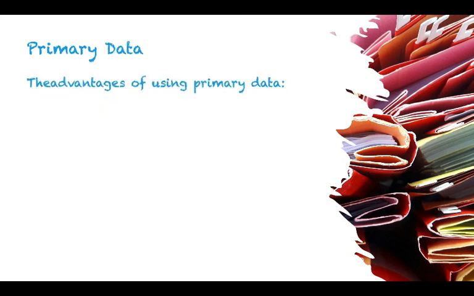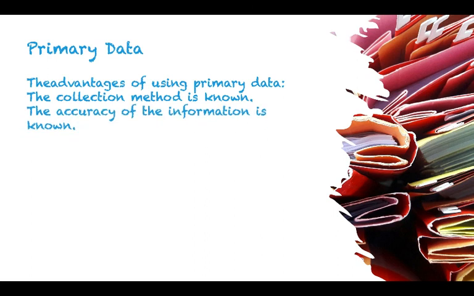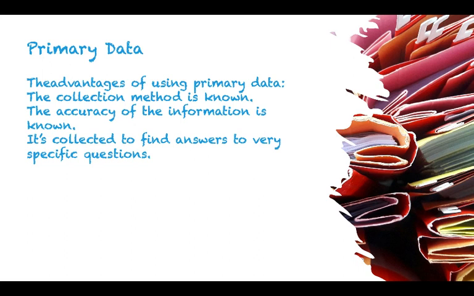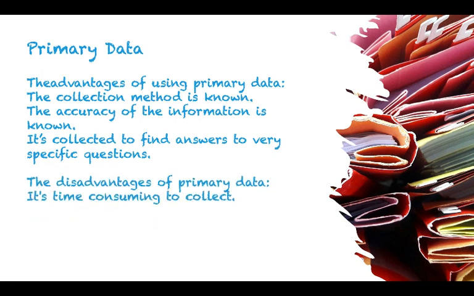The advantages of using primary data are that the collection method is known. The accuracy of the information is known. And it's collected to find the answer to a very specific question, the one being investigated. The disadvantages of primary data are that it can be time-consuming to collect, and therefore it can be expensive to collect if people are having to be paid to spend their time doing the collection.